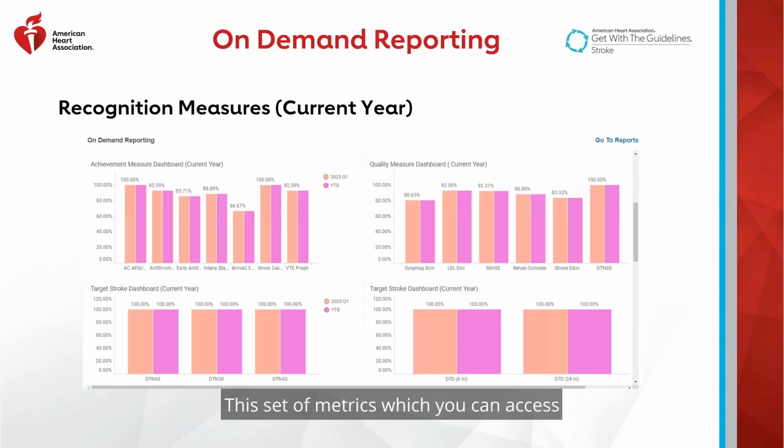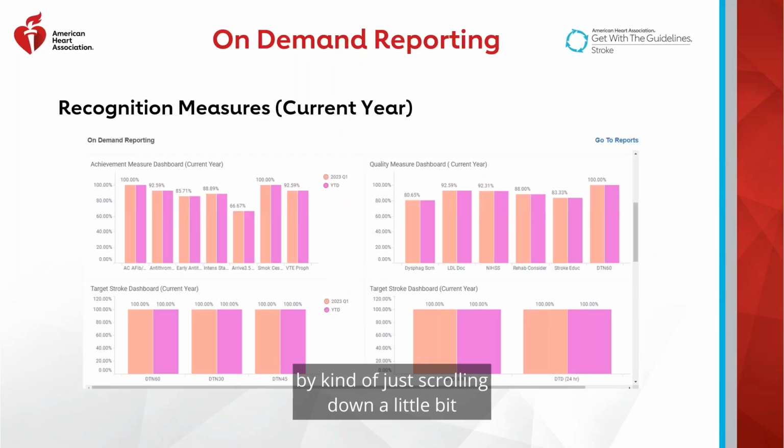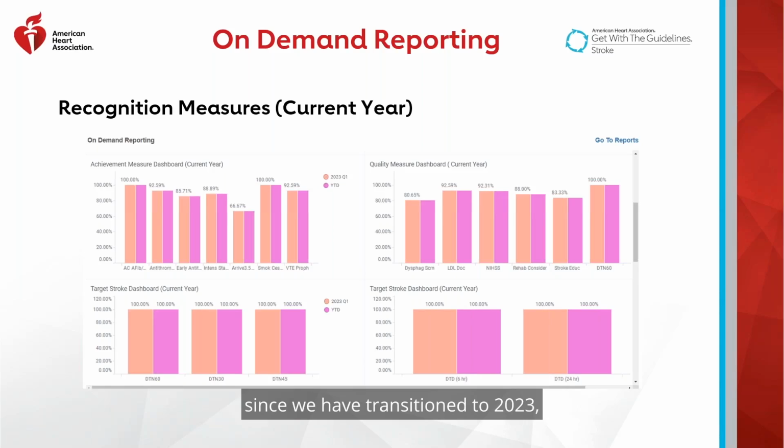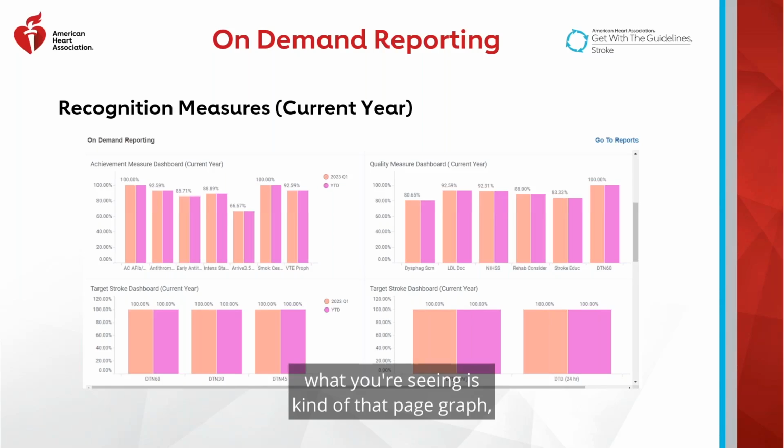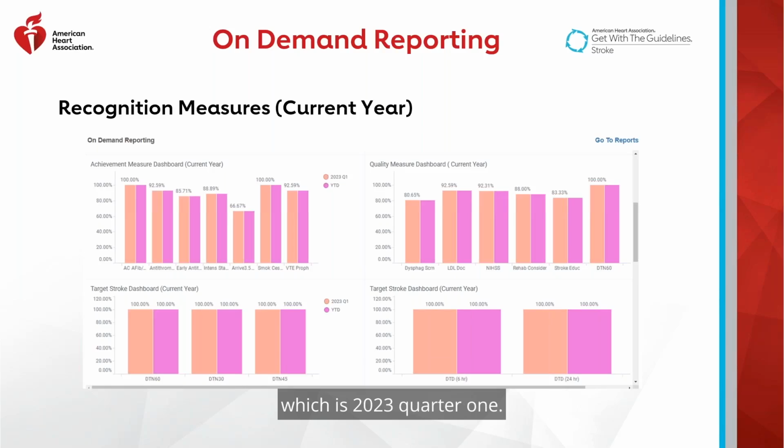This set of metrics, which you can access by just scrolling down a little bit on your dashboard, is going to give you the same 4 sets of reports, but it's always going to show the current year. So right now, you can see in this demo site, since we have transitioned to 2023, what you're seeing is that peach graph, which is 2023 Q1. So any data that had been entered from January 1 currently.